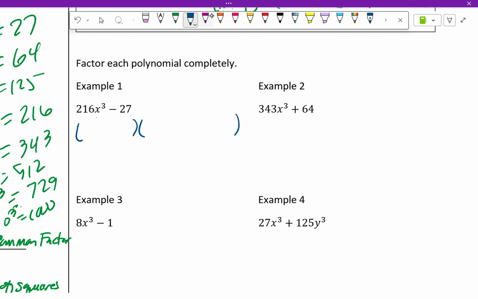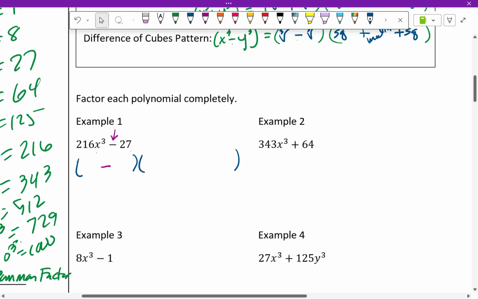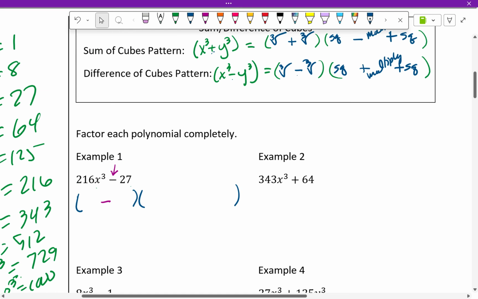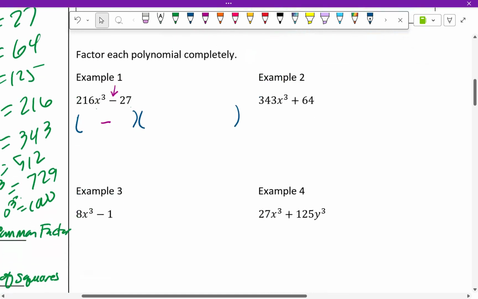All right. I am starting with this sign. So I'm starting with a negative. According to my little pattern up here, what should my other 2 signs be? Plus, plus. So I go minus, plus, plus. Okay? All right. I take the cubed root of 216x cubed.